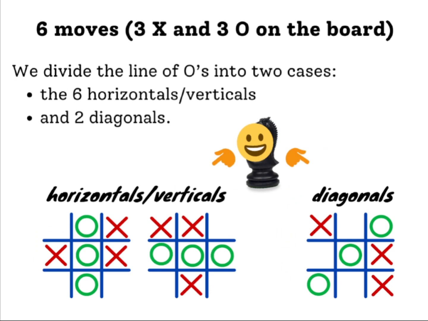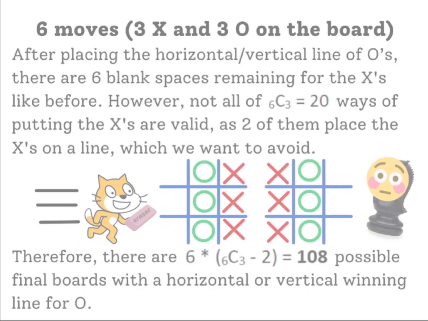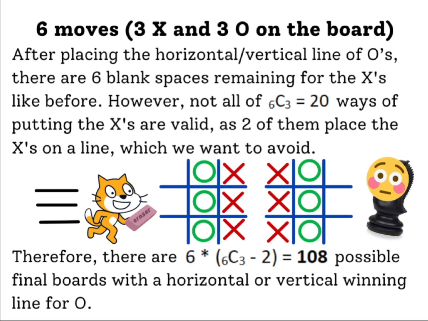We divide the line of O's into 2 cases. The 6 horizontals or verticals, and 2 diagonals. After placing the horizontal/vertical line of O's, there are 6 blank spaces remaining for the x's like before. However, not all of the 6 choose 3 equals 20 ways of putting the x's are valid, as 2 of them place the x's on a line, which we want to avoid. Therefore, there are 6 times (6 choose 3 minus 2) equals 108 possible final boards with a horizontal or vertical winning line for O.